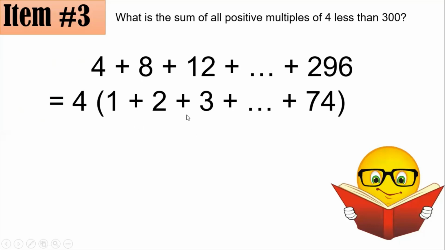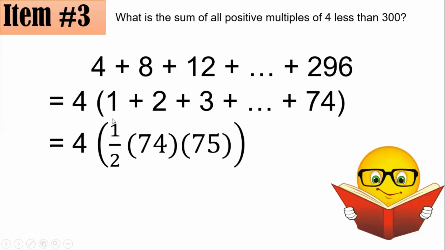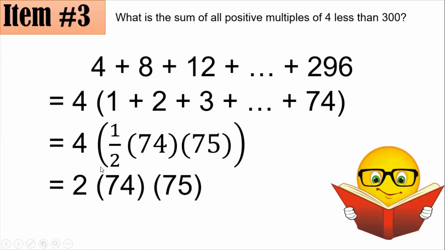And since this is a sum of natural numbers, by using the formula, this is 4 times, our n here has to be 74 because this is the last number and there are also 74 terms in this series. So this is equal to 1/2 times 74 times 74 plus 1, or simply 75. Now, from here, I divided 4 by 2, it's 2, or 4 times 1/2 is 2. And I just copied the 74 and 75 here. Hence, this expression is equal to 2 times 74 times 75.